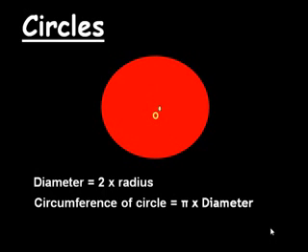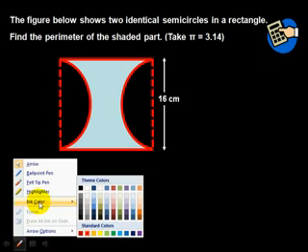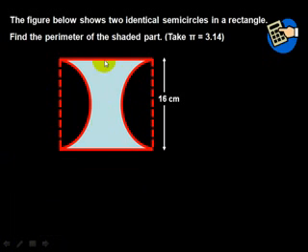Now let's take a look at this question. The figure below shows two identical semicircles in a rectangle. Find the perimeter of the shaded part. Take pi to be 3.14. Now, there are two identical semicircles. We have a rectangle. We are supposed to find the perimeter.